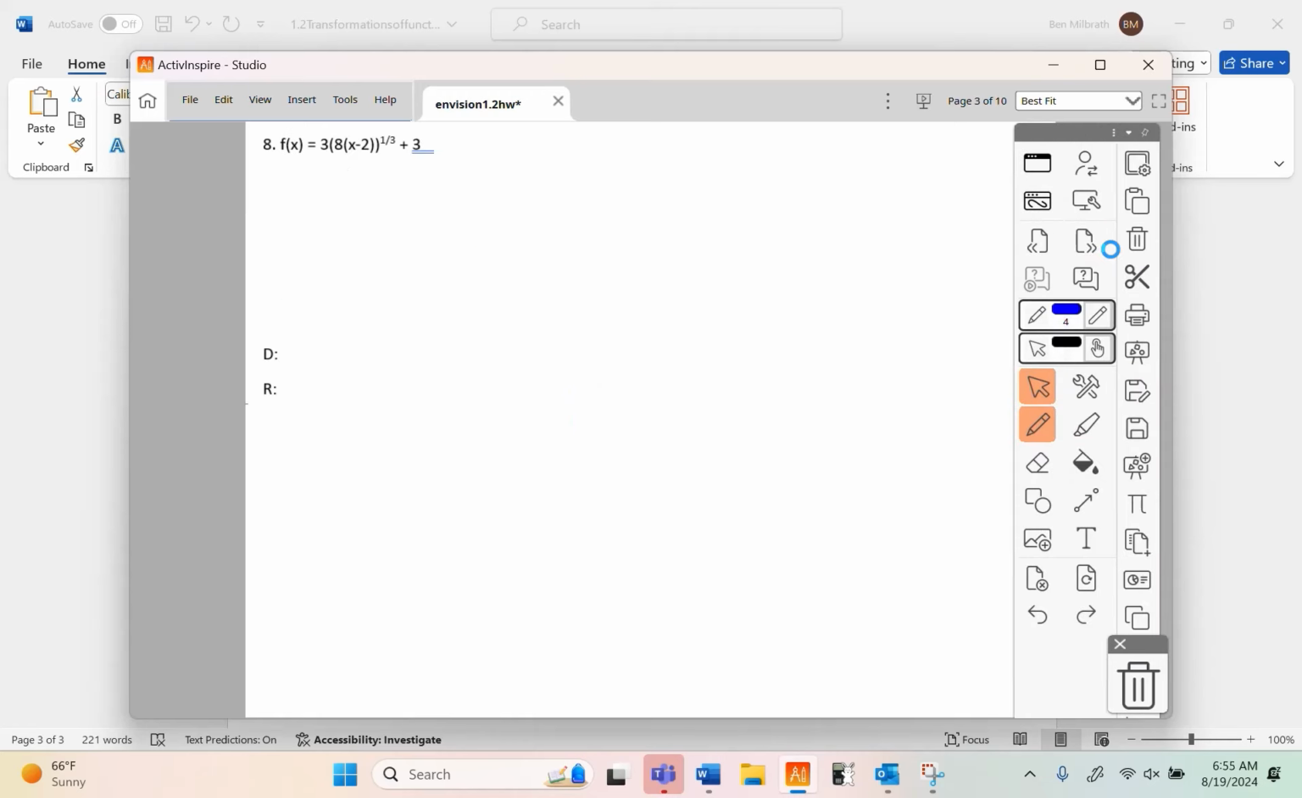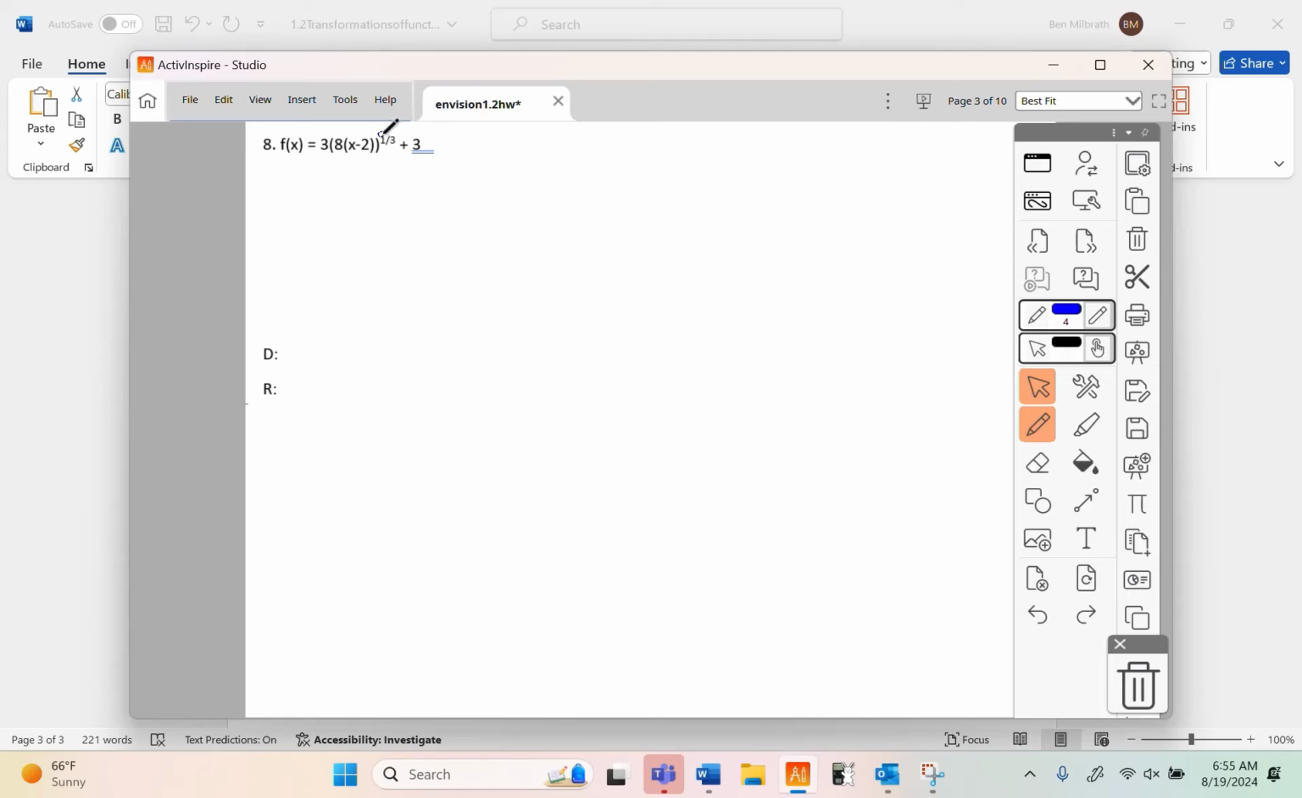On to 8. See, the instructions on 8 just said graph. They did not say you had to graph mom. It just said graph and state the domain and range. There's lots of training. It doesn't even talk about mentioning transformations. Probably should have, but it doesn't.